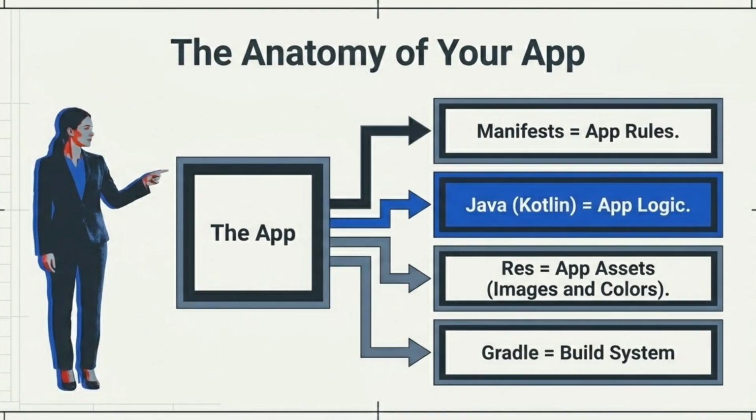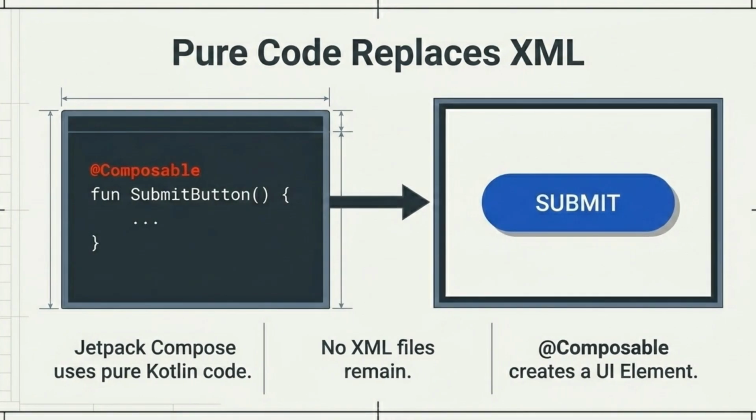Your app consists of manifests for app rules, Java or Kotlin for the app logic, res for assets like images and colors, and Gradle for the build system. With Jetpack Compose, pure Kotlin code replaces XML. A composable function creates a UI element, eliminating the need for separate XML files.